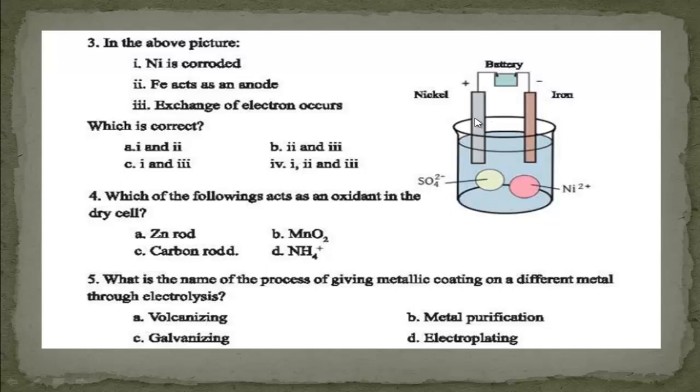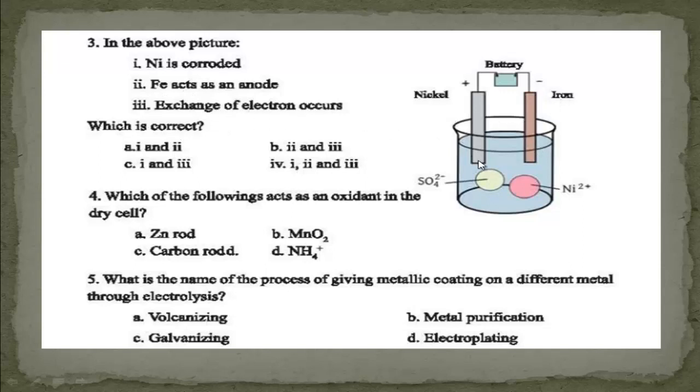So when nickel from this nickel rod releases 2 electrons and is converted into nickel ion, this nickel ion reaches the cathode and accepts those 2 electrons and is converted into nickel atom and deposits on this iron bar. So here the nickel rod is gradually corroded. That means destroyed means corroded, ক্ষয় হয়ে যাচ্ছে. So nickel is corroded. Iron acts as anode? No, here the iron bar acts as cathode.